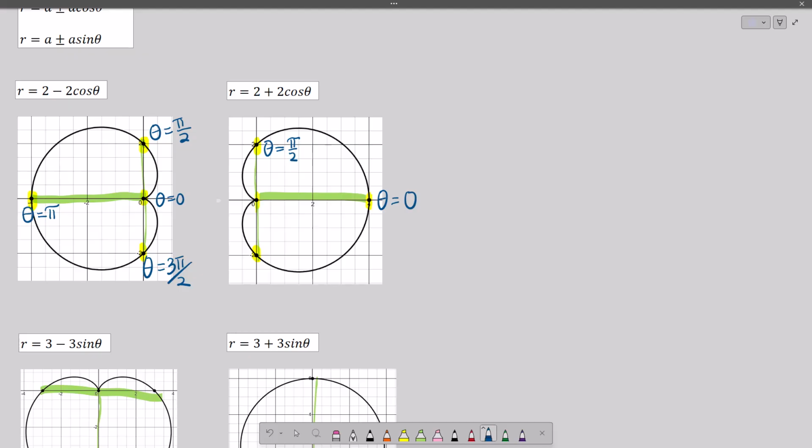And then we rotate over to pi. Cosine of pi is negative 1. So we're going to get 2 minus 2, which is 0. So in the pi direction, we go 0 from the origin, which leaves us at the origin. And then we rotate to 3 pi over 2. Cosine of 3 pi over 2 is 0. 2 plus 0 is 2. So we go 2 in the 3 pi over 2 direction.